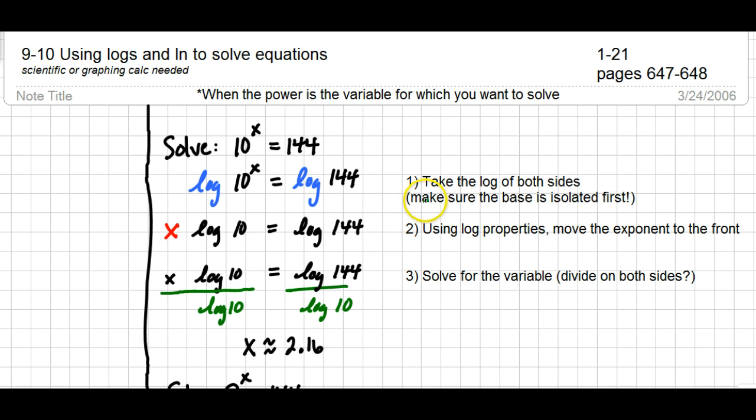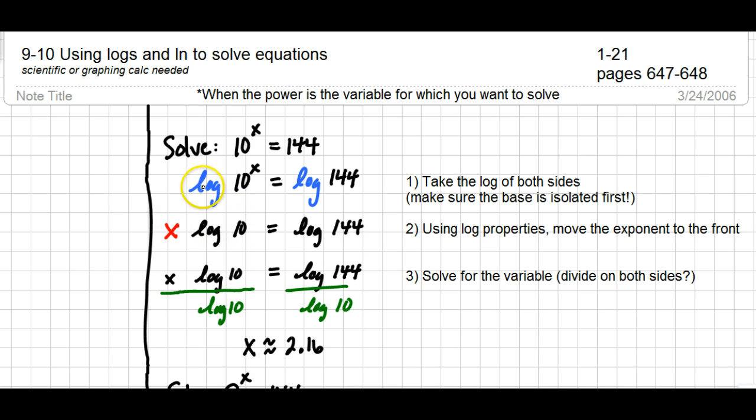You want to make sure, however, that the base is isolated first. There may be situations where you're working with a problem and there's something else happening to the base. So before you introduce the logs, make sure the base is isolated. If the base is isolated, go ahead and put a log on both sides. Equations are balanced, so if you do a log on one side, you have to do a log on the other side. The next piece is super important.